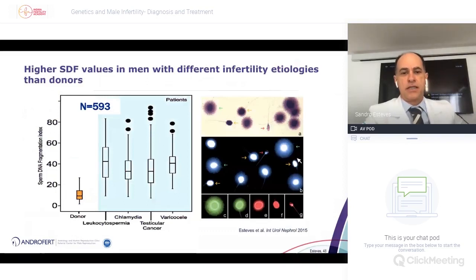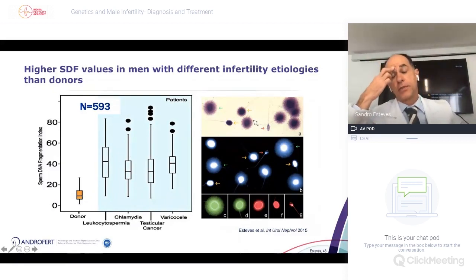And we have seen that infertility patients usually have higher sperm DNA fragmentation values in different infertility etiologies. Here you can see leukocytospermia, post-infection chlamydia, testicular cancer, varicocele. When we compare with sperm donors, the DNA fragmentation results we got with these patient categories are significantly higher, using this sperm chromatin dispersion test that can be used with optical microscopy.